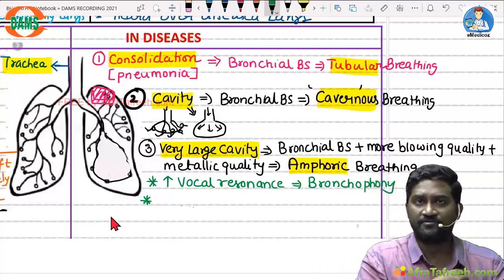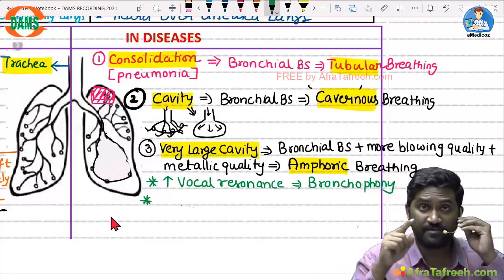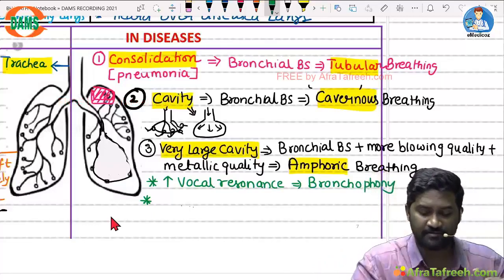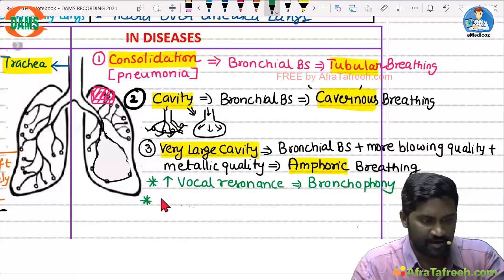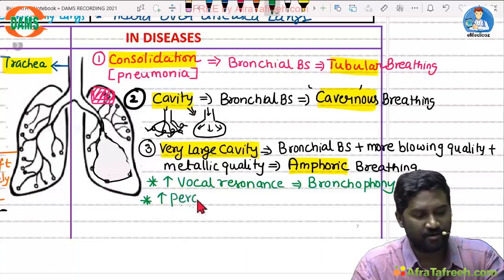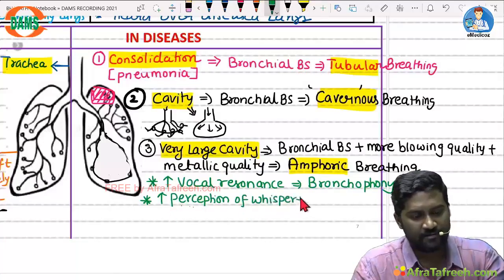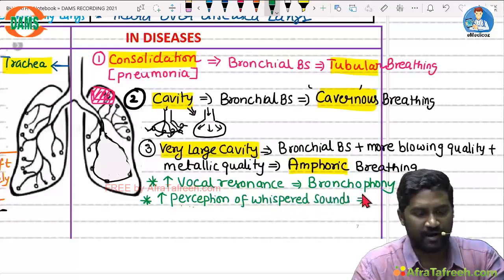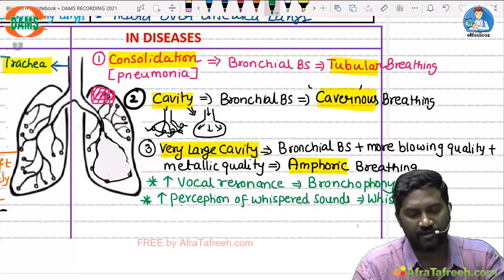But if there is a consolidation or cavity, even that whispered sound can be clearly heard by your stethoscope. This phenomenon is called whispering pectoriloquy: increased perception of whispered sounds.